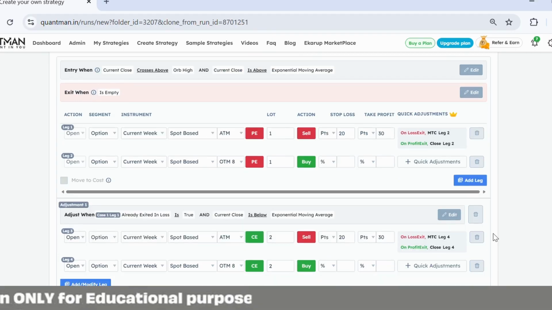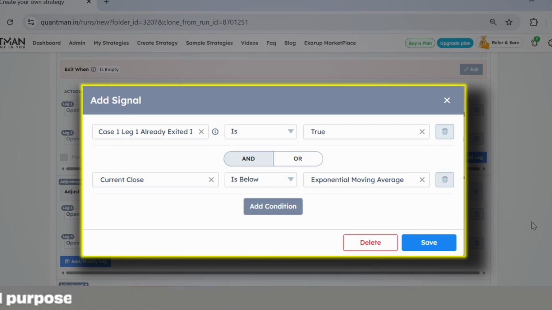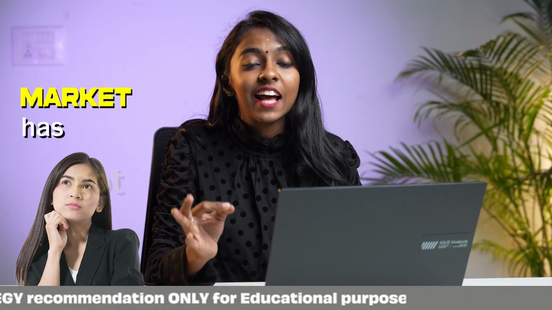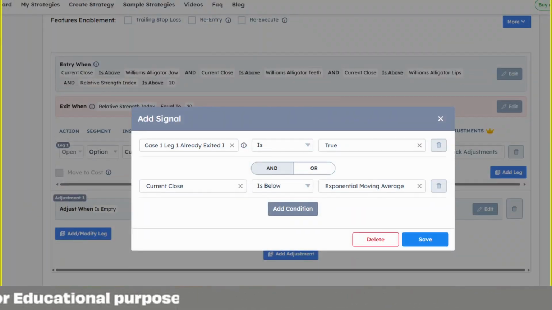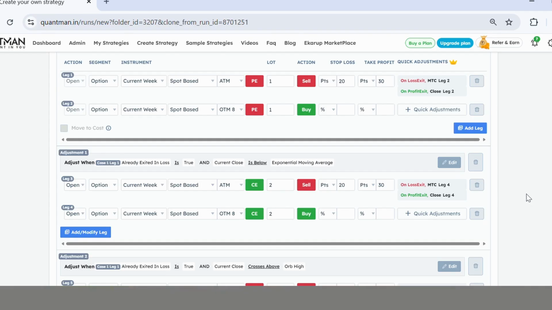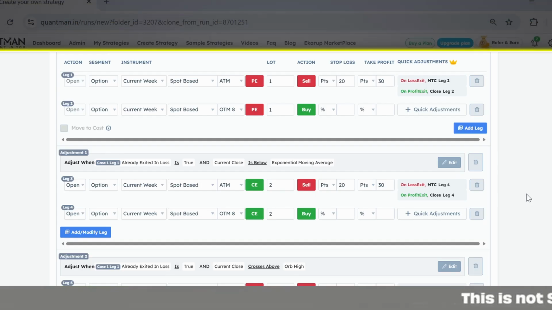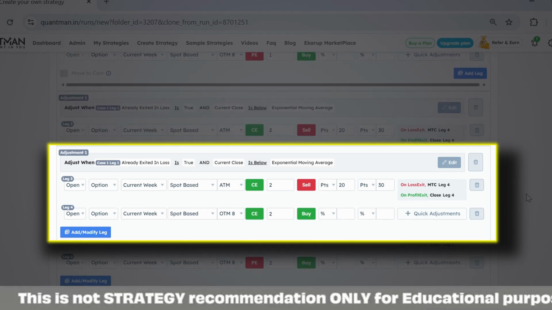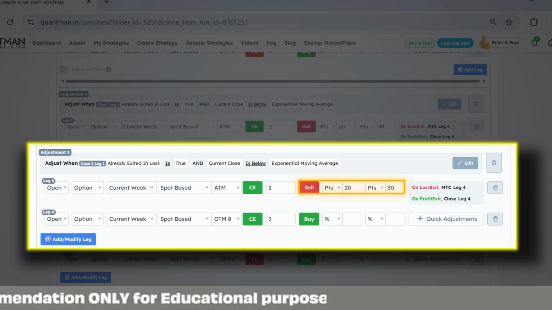In adjustment 1, we are going to adjust when my leg 1 has already exited in loss is true, and also if my current close is below EMA 9. We are thinking now that the market has reversed. So that's why we have added here the current close is below EMA 9. If this happens, then we are going to sell a call option of 2 lots in order to recover our losses. And we are going to keep 20 points as stop loss and 30 points as target.